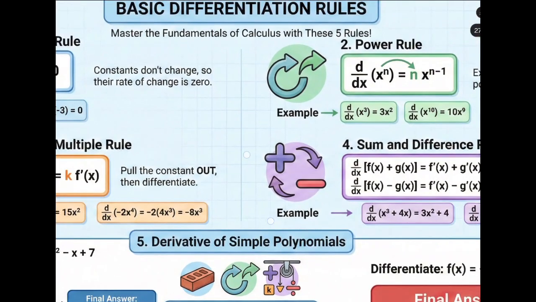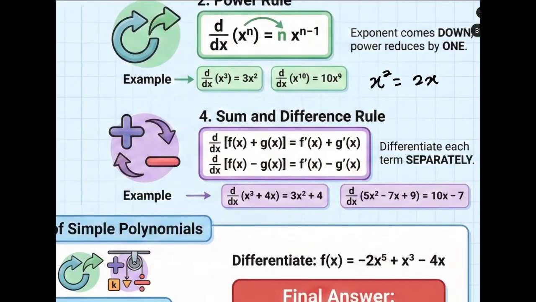Next, we have the sum and difference rule. There's nothing much different. It just talks about how to differentiate an equation that has sum and also subtraction. To do it, just differentiate each term separately. For this case, let's say you have f(x) plus g(x), so just split it up and differentiate them separately. For example, x to the power of 3 plus 4x. First differentiate x to the power of 3, you get 3x squared. 4x becomes 4, and then you put them together, you get 3x squared plus 4.